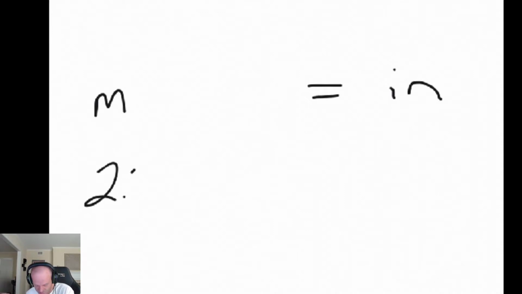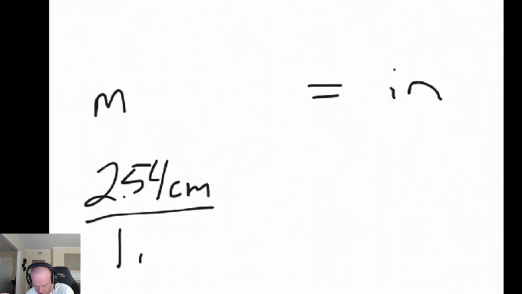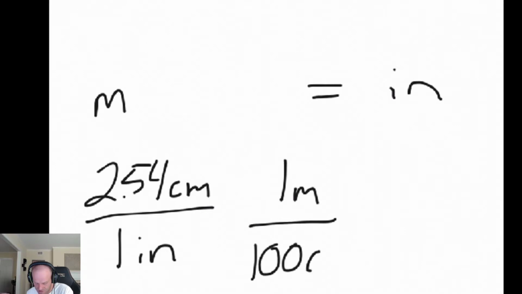As I said, 2.54 centimeters is equal to 1 inch. So I set it up as 2.54 centimeters per inch. So I have a centimeter here and a meter here. Let's do how many centimeters are in a meter. Okay, so 1 meter is equal to 100 centimeters.